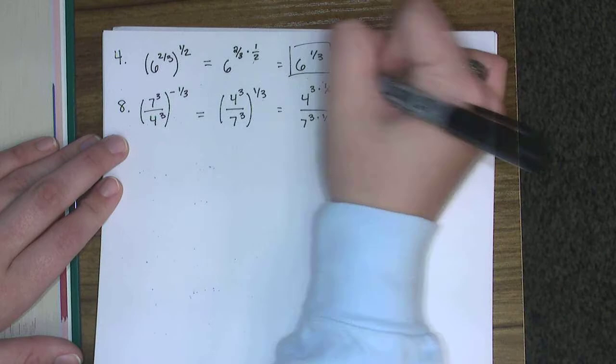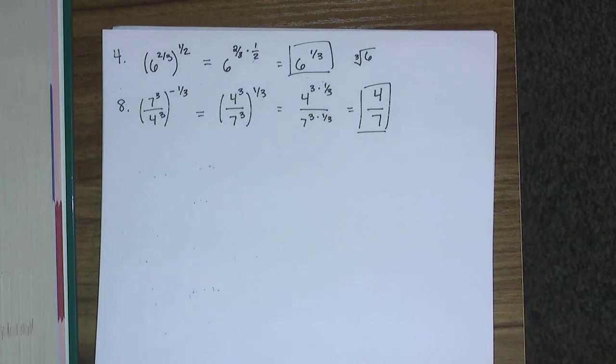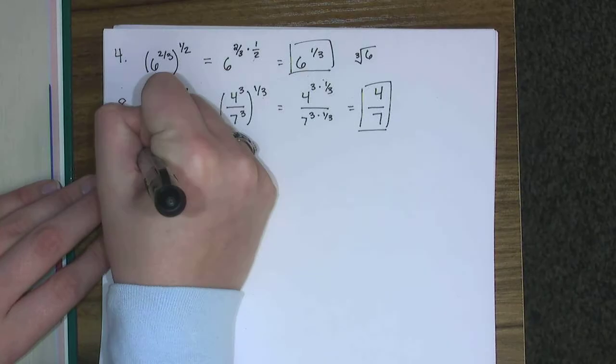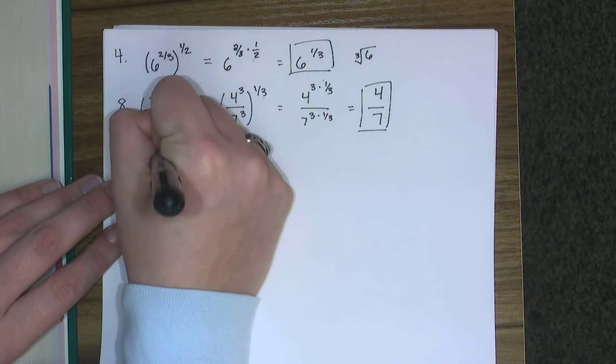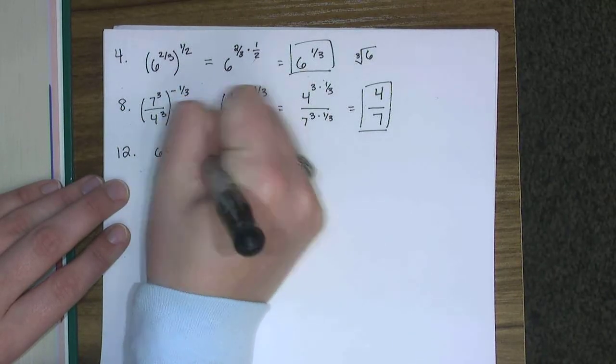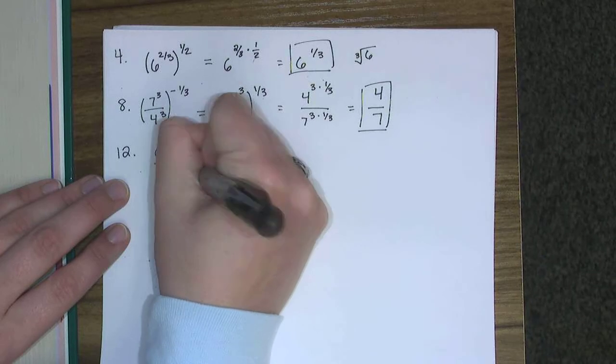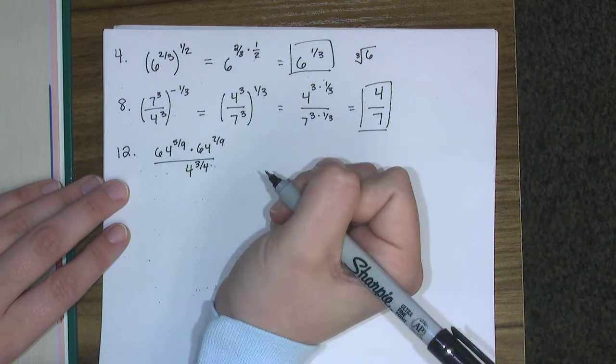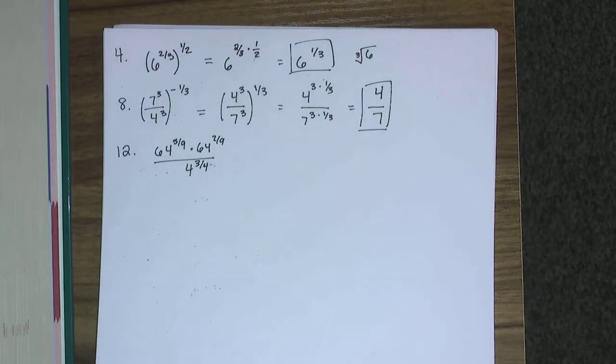Let's see here what we can do. Let's go with 12. 12 looks good. So we have, this one is a fraction, 64 to the 5/9 times 64 to the 2/9, all over 4 to the 3/4. Okay, and we're trying to simplify it down as far as possible. So with this one, I'm going to first deal with the stuff on top, and then I'll deal with the stuff on the bottom, and we'll work through this one.